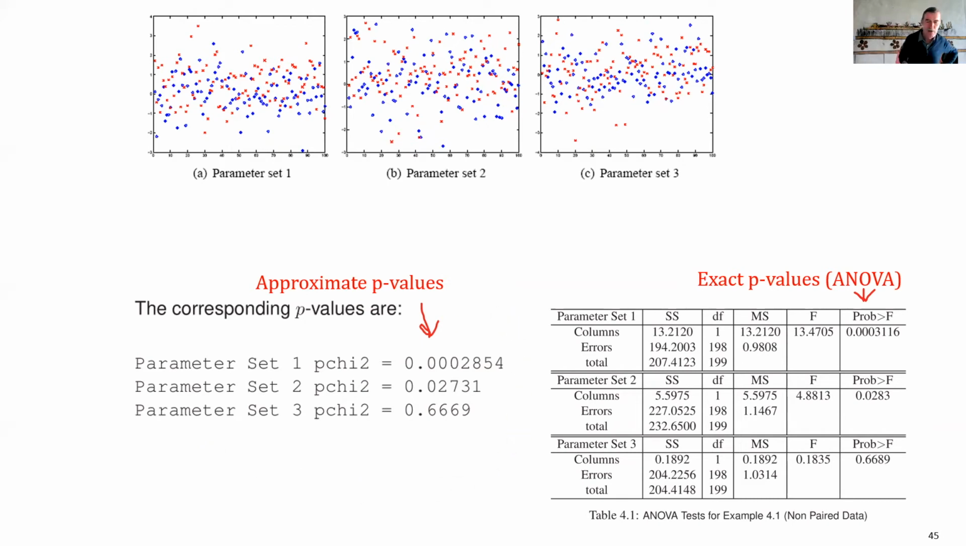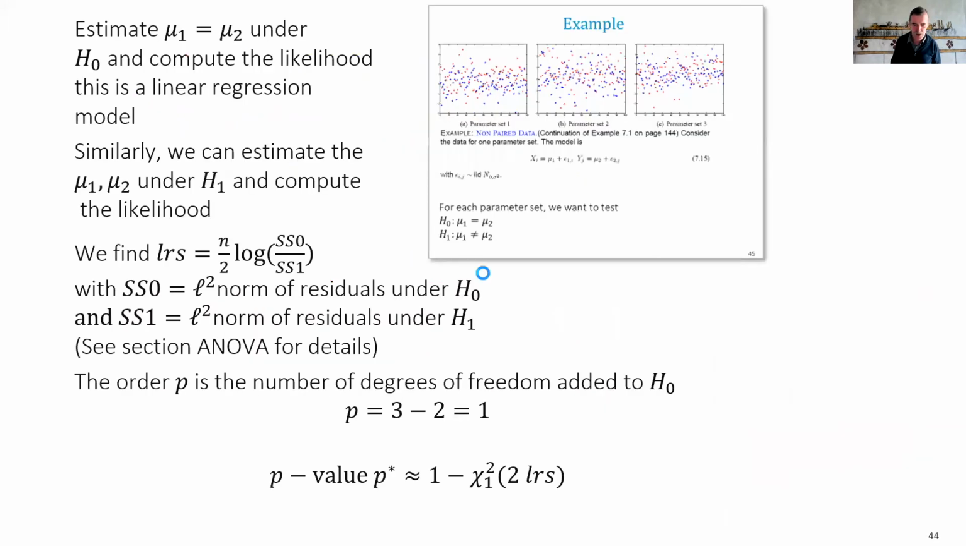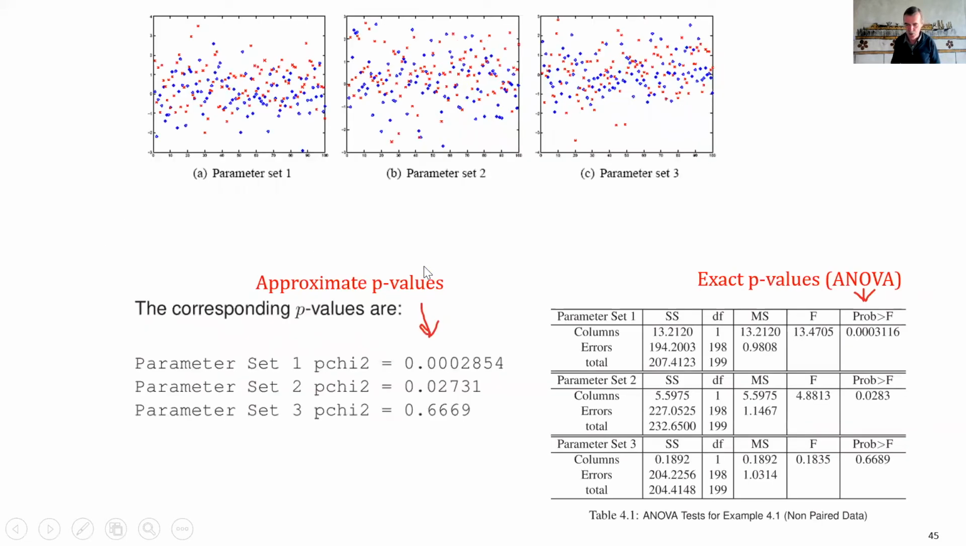Now, if I assume that the values that come here truly come from a Gaussian distribution, we can compute exact p-values. In fact, this is what ANOVA is doing. The exact p-values are possible to compute because in the context of Gaussian random variables like here, we know the distribution of SS0 and SS1, at least under H0, and they come from the Fisher distribution.